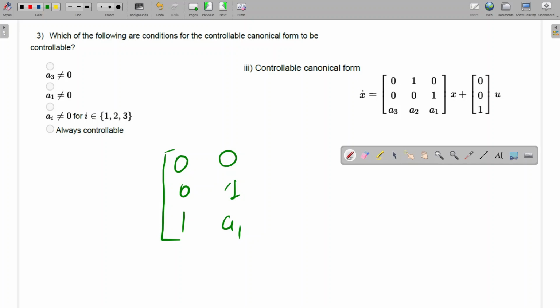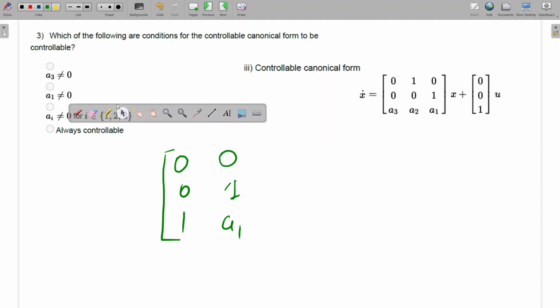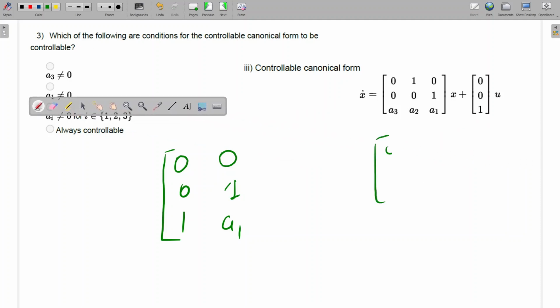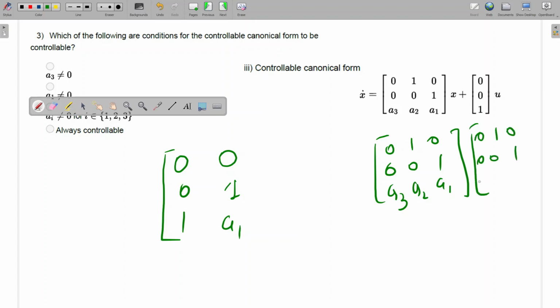And similarly A square B. So A square first we will do. One second. A square will be A into A: 0 1 0, 0 0 1, A3 A2 A1, multiplied with 0 1 0, 0 0 1, A3 A2 A1. So first into first will be 0, correct? This row and this column, that will be 0. Again this row and this column, that will be 0, and this row and this column, that will be 1.